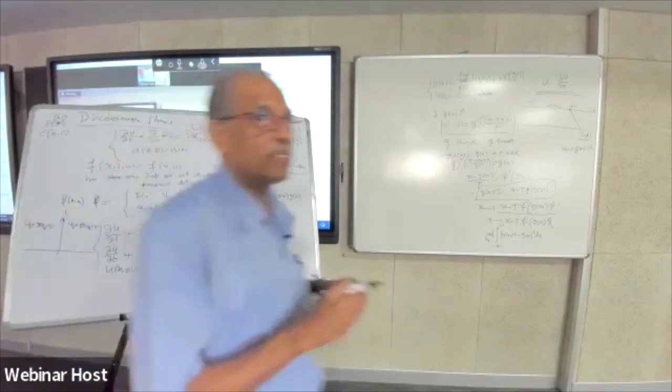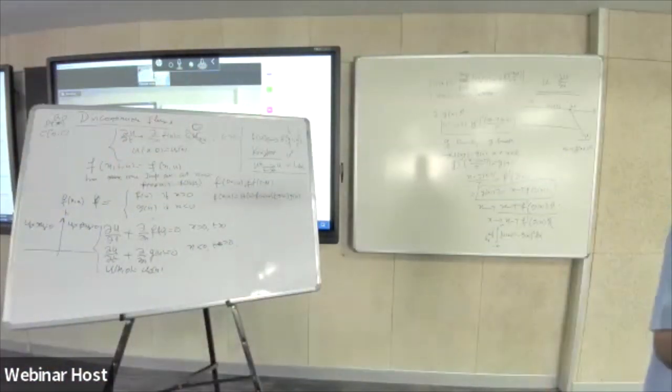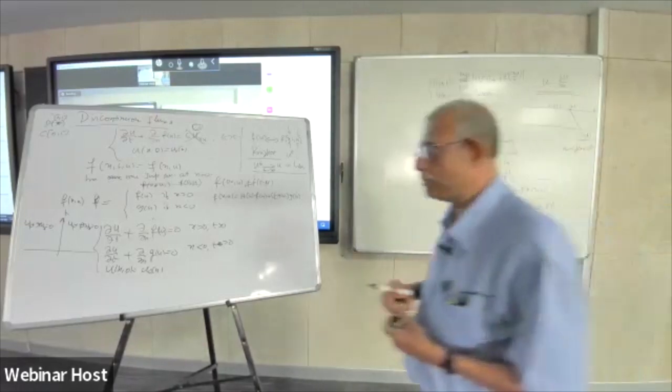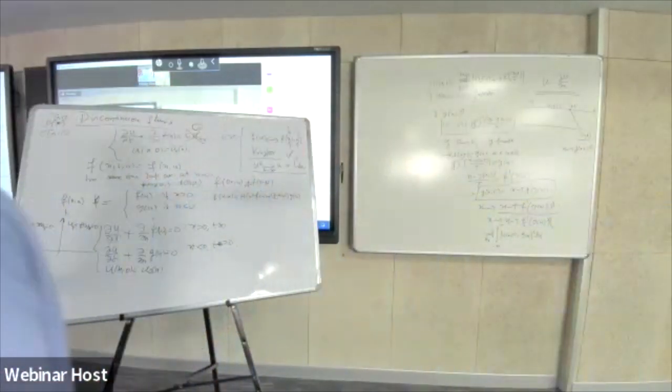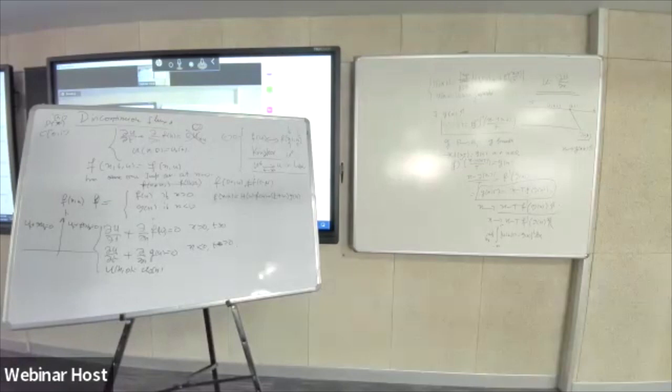So why is this equation important? The first thing you'd like to know is that it has its own story. It is coming from the oil industry. Oil is inside the earth. You would like to extract the oil from the earth. How do you extract it? There are many methods of doing it.